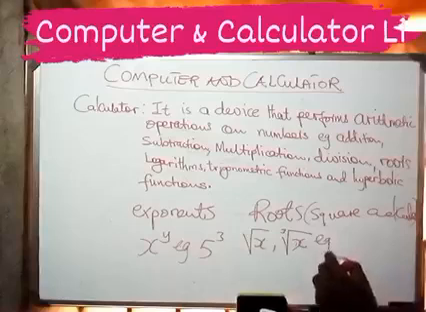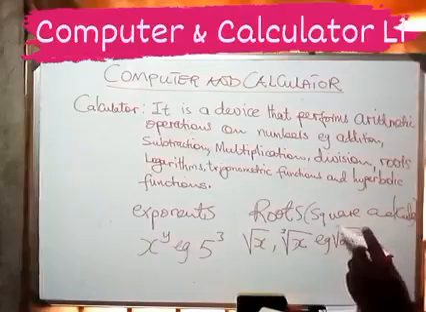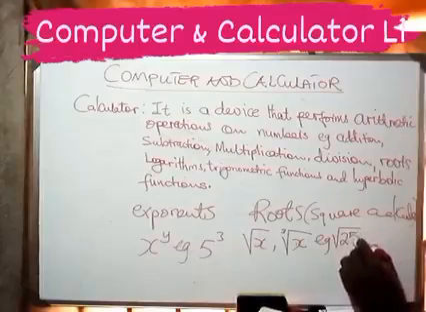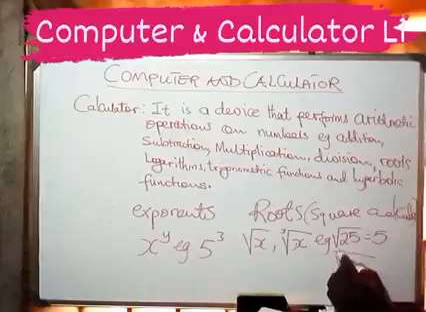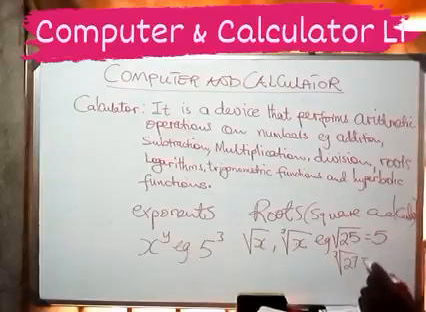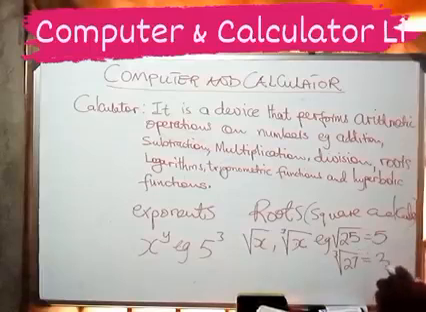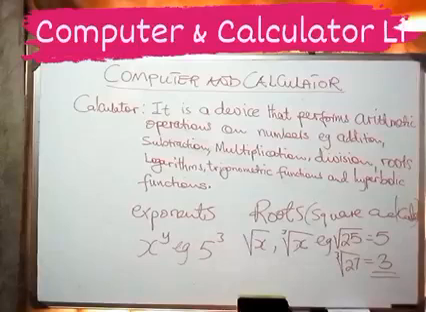The cube root of x, e.g., we have the square root of 25, which is 5. We have the cube root of 27. The cube root of 27 is 3. So this is what we have under the roots, and also we have other roots. So this is what we have under the calculator.